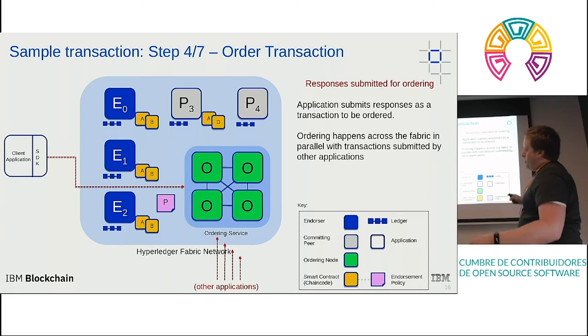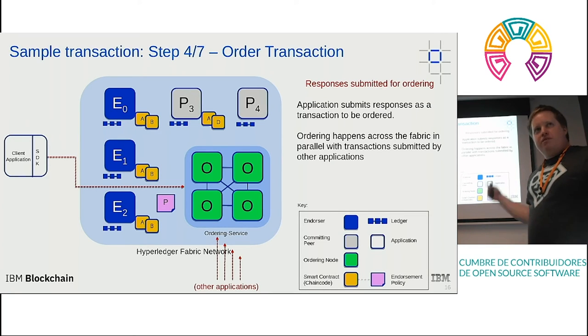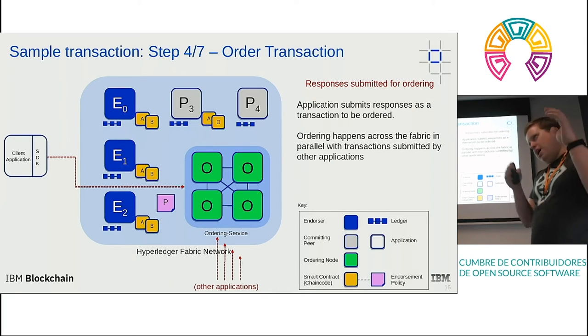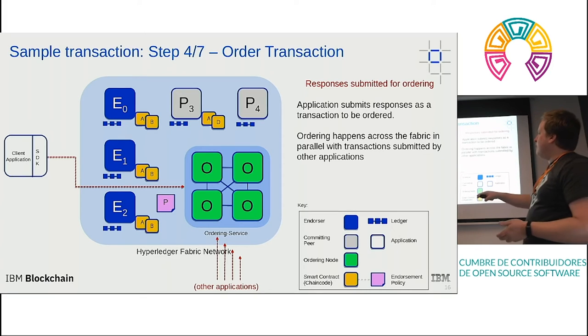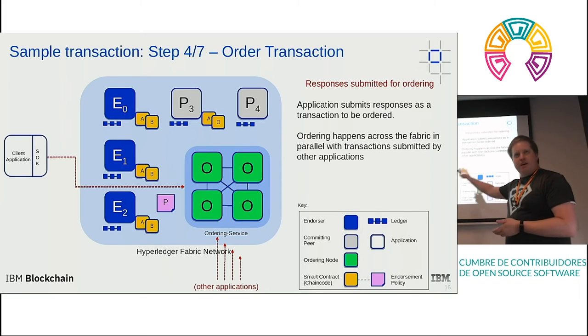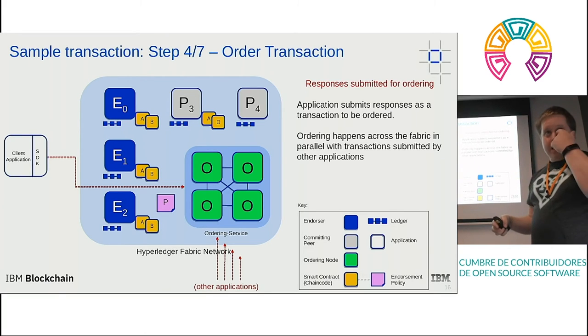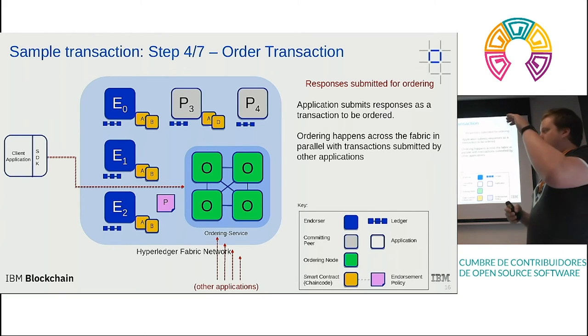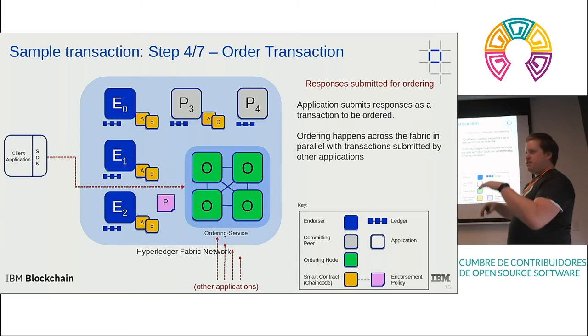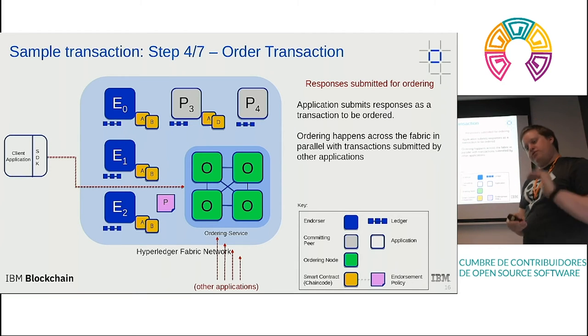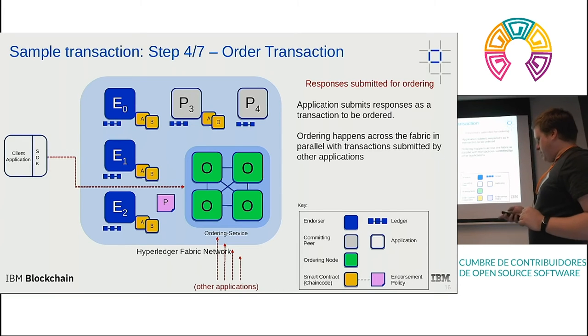and submits them to the ordering service. And during any individual block formation time period, the orderer will be collecting other transactions and packaging them up into a block. And part of what the ordering service does is it determines the order of the transactions in the block. That is important for the validation stage.